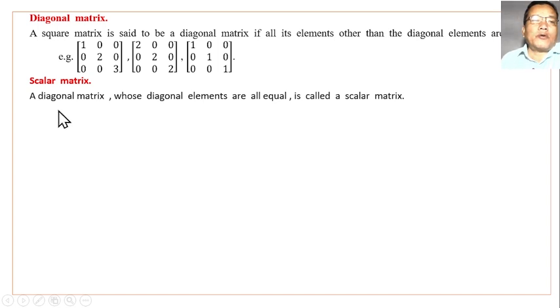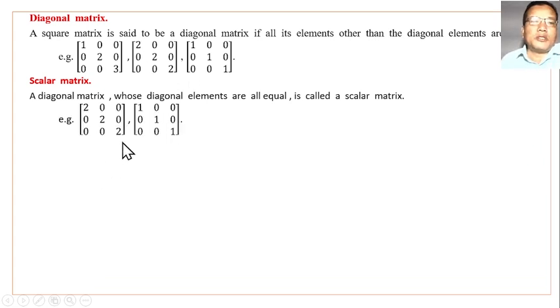Scalar matrix. A diagonal matrix whose diagonal elements are all equal is called a scalar matrix. The diagonal elements can all be 1, or 2, or 3, or -1, or -2, and it is still a scalar matrix. For example, all diagonal elements equal to 2, or 1, or -1.